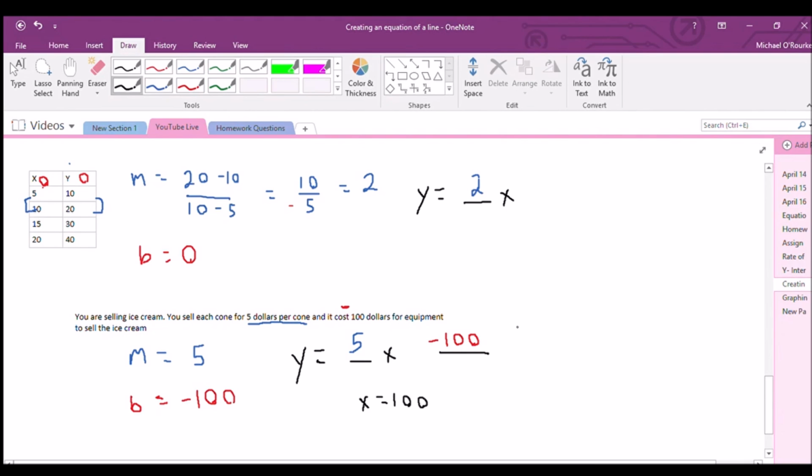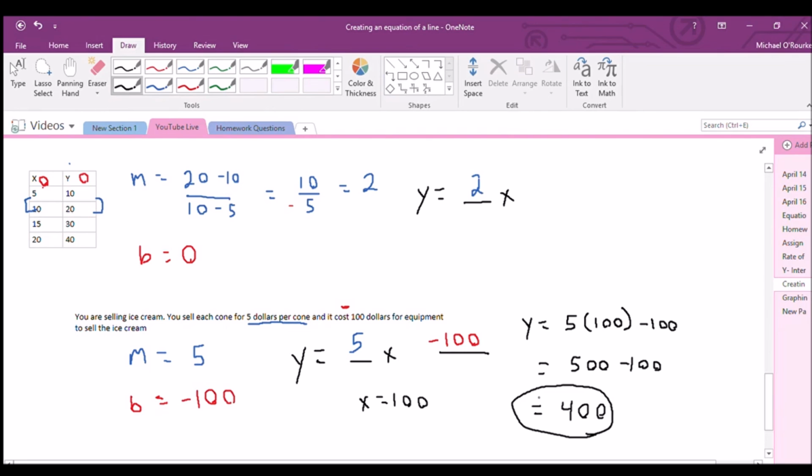So then if I go over here, I go y equals, and realistically, I would say profit in this case, equals 5 times 100 minus 100, which would equal 500 minus 100. Where's my pen gone? There it is. So equals 400. So you can see how making an equation might help you out in the long run. So there you go. Happy making equations, and we'll go from there.